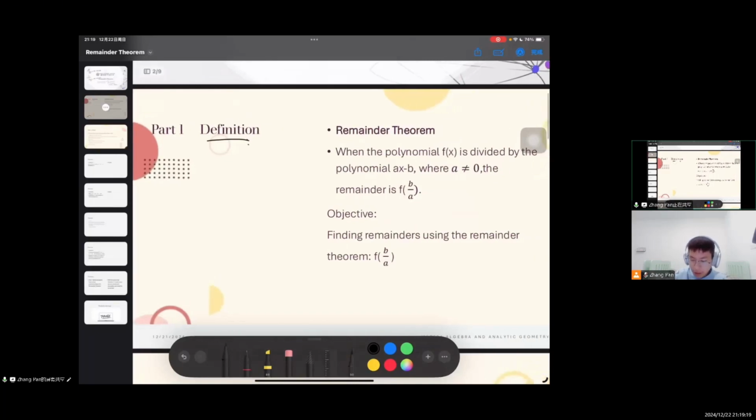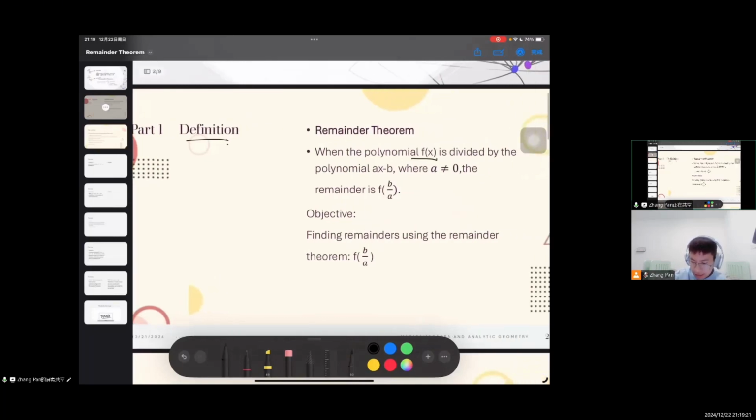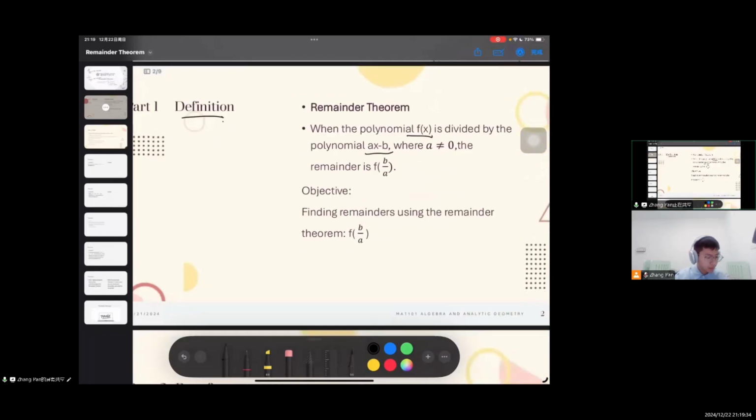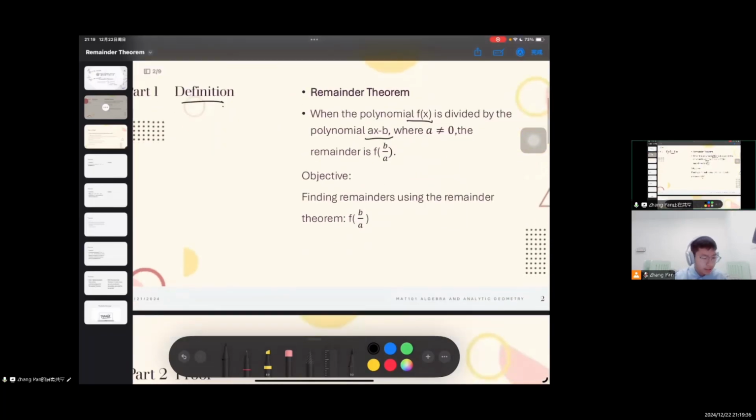Remainder theorem. When the polynomial f(x) is divided by the polynomial ax minus b, where a is not equal to 0, the remainder is f(b over a). But why is it equal to this value? Let's prove it together.